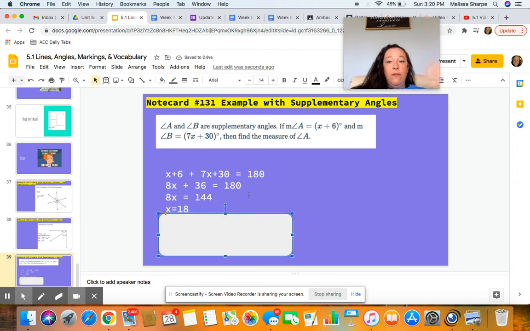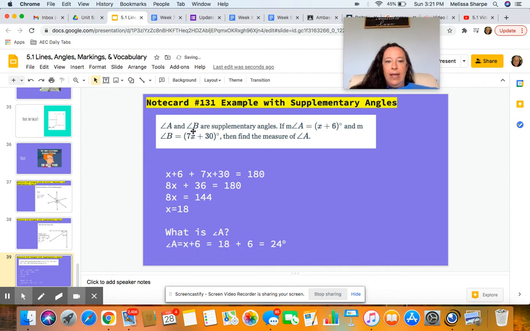And if you're not careful, if it's multiple choice, a lot of students will answer 18. But this question is asking for the measure of angle A. So then you got to go back to the problem and say, what is angle A? Well, in the problem, it says that angle A is x plus 6, okay, right here. So then you just say 18 now that we know x plus 6 is 24 degrees. So your answer is 24 degrees.